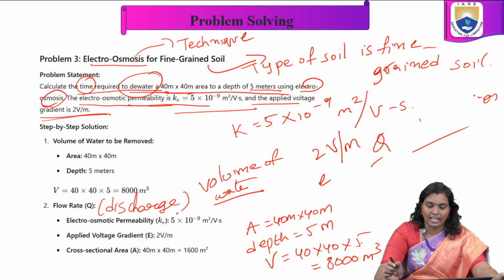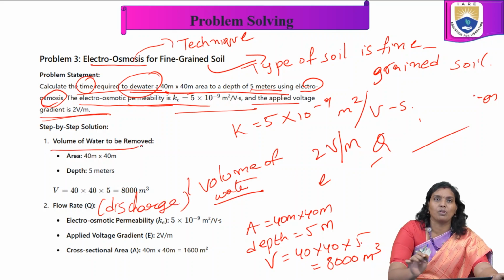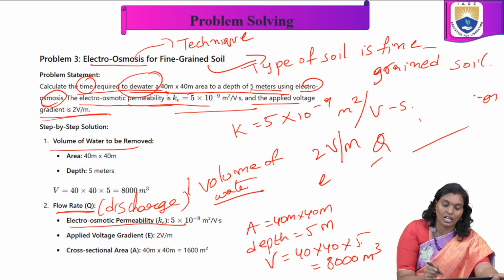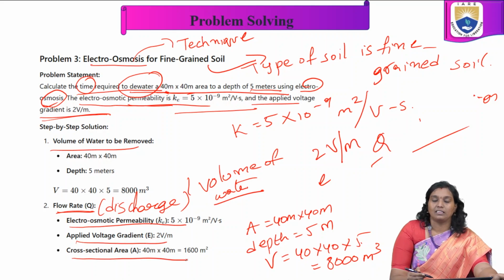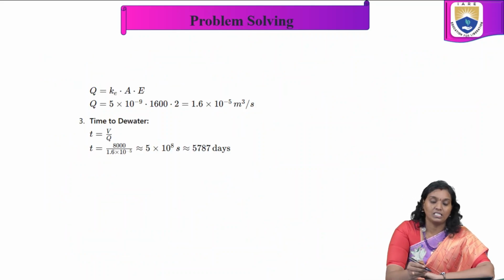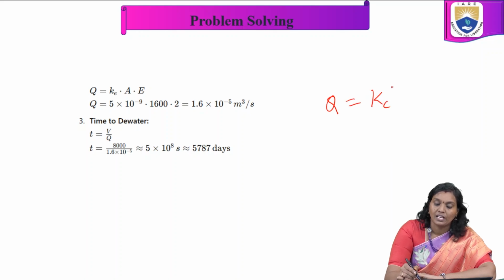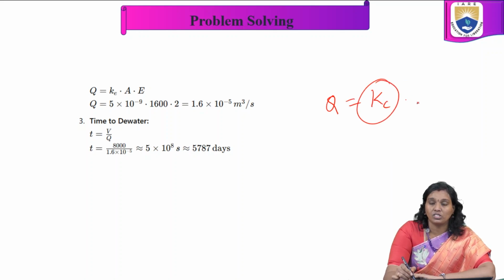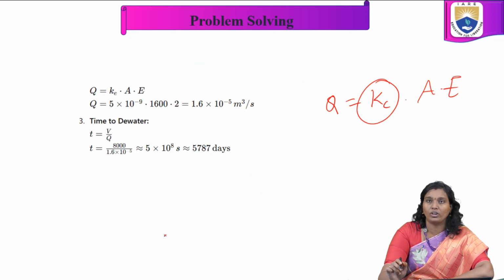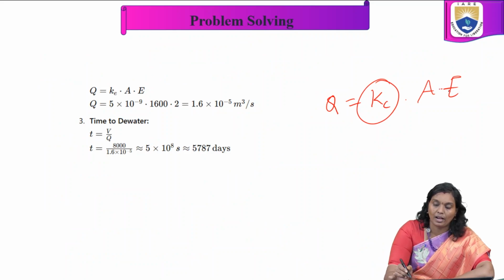So for the first step we find out the volume of water, and the next one is the flow rate. For finding the flow rate using electro-osmosis technology, we first need the electro-osmotic permeability, applied voltage and cross-sectional area. These are the parameters we first understand for electro-osmosis in fine-grained soil. Now this is the formula we choose: Q equal to k_e into A into voltage gradient, where k_e is the permeability of the electro-osmosis, A is the area, and we apply this voltage gradient. We apply all the numerical values and finally we get the discharge.